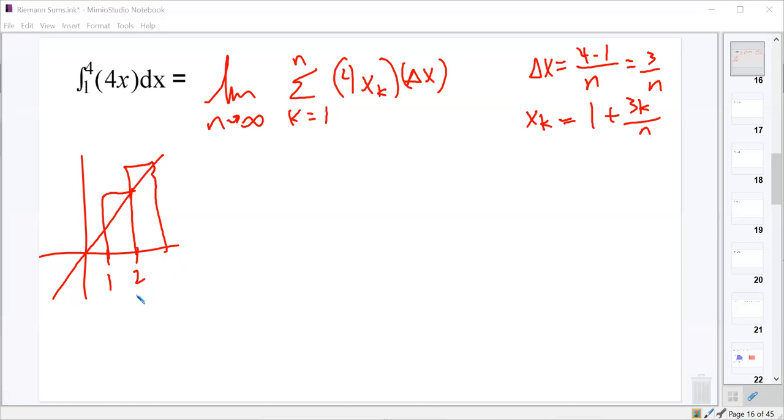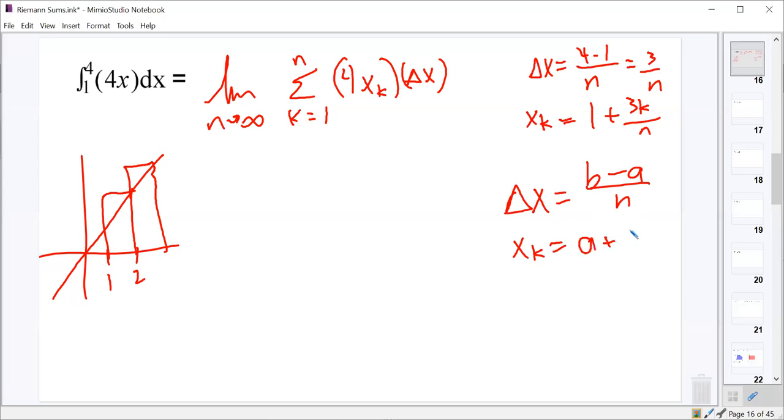And so hopefully you remember from last year that the delta x value is always b minus a over n, and that the x sub k value is always a plus k times delta x. Everybody good?